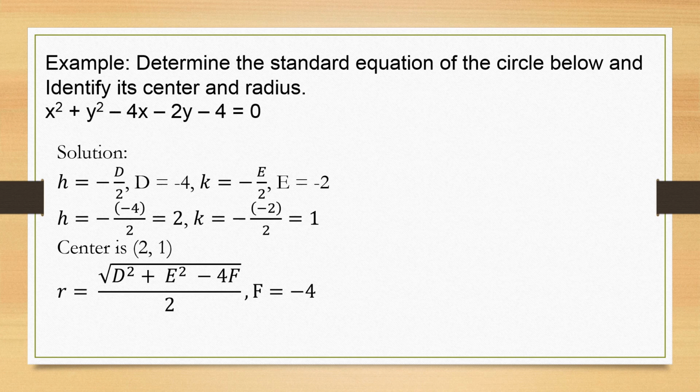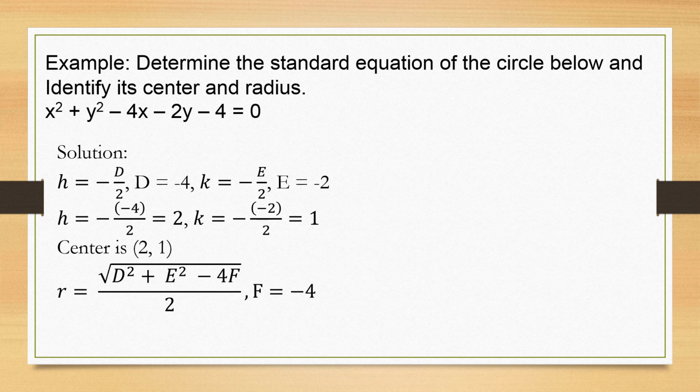Using those quantities, h is equal to negative times the quantity negative 4 over 2. Negative times negative 4 is positive 4, divided by 2 is positive 2. For the value of k, negative times negative 2 becomes positive 2, then divided by 2 becomes positive 1. So the value of h is 2 and the value of k is 1. So we have the center at point (2, 1).